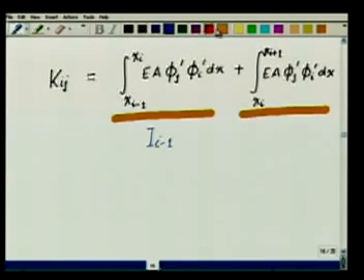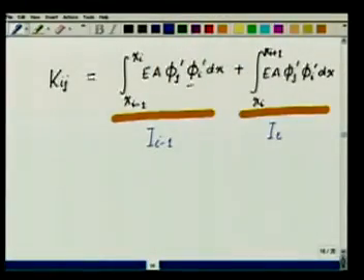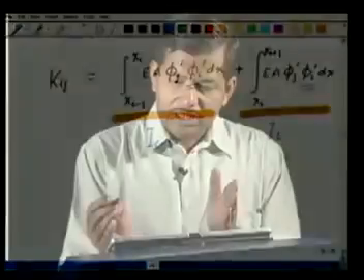This will be the second part, the contribution coming out of element I. So you see that these are the only two elements which are going to contribute to the entries of the ith row, that is corresponding to the weight function phi I. This is one observation that we have made.